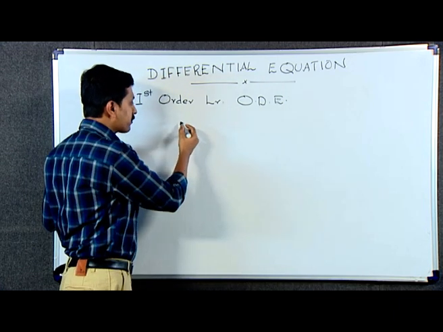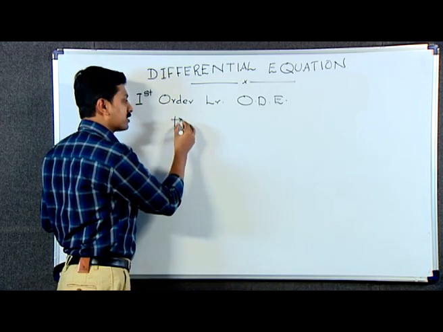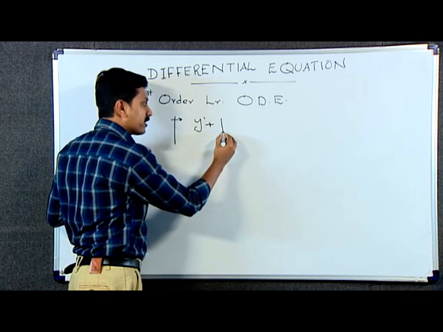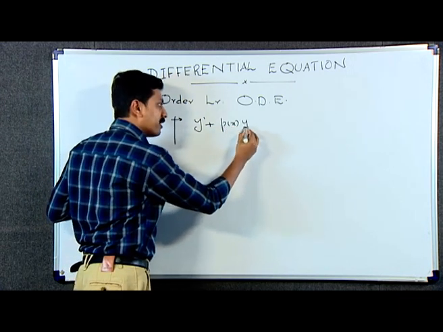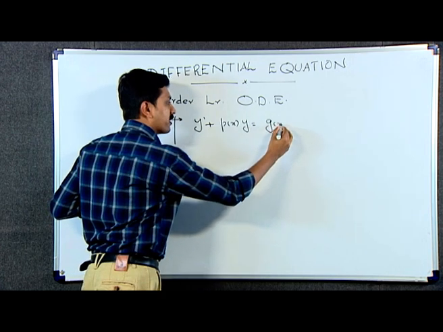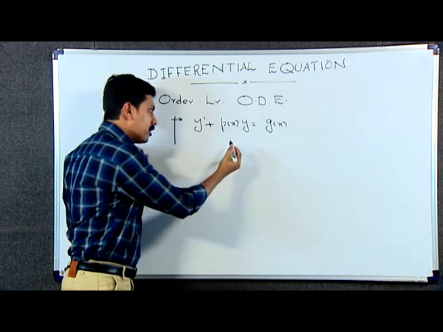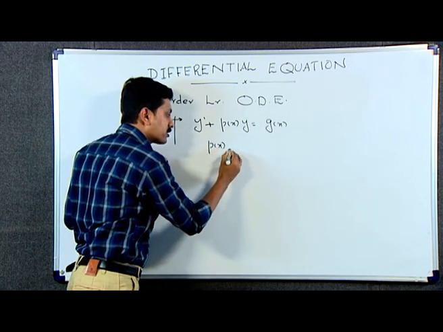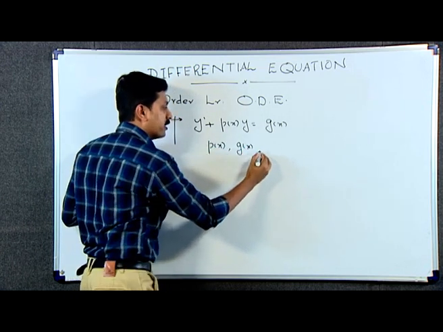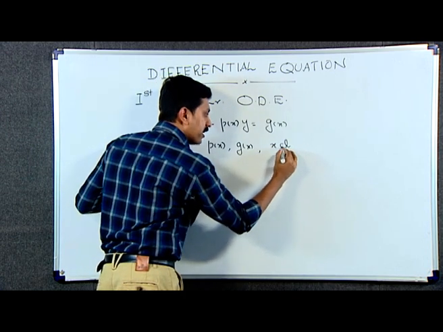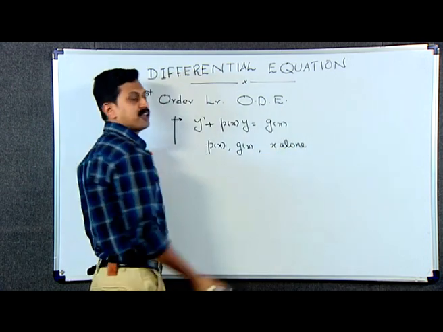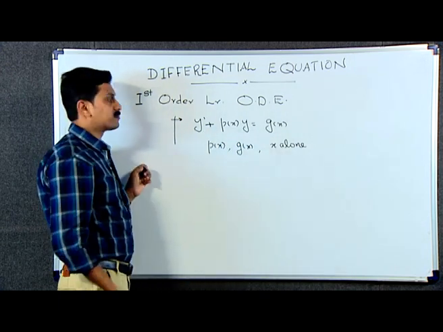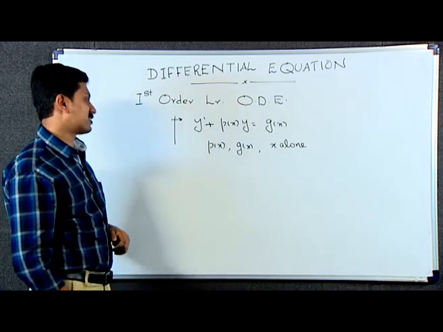The general form of the first order linear ordinary differential equation is y' + p(x) y = g(x). Here p(x) and g(x) are functions of x alone, where x is the independent variable. Now we have two methods to solve this first order linear ordinary differential equation.